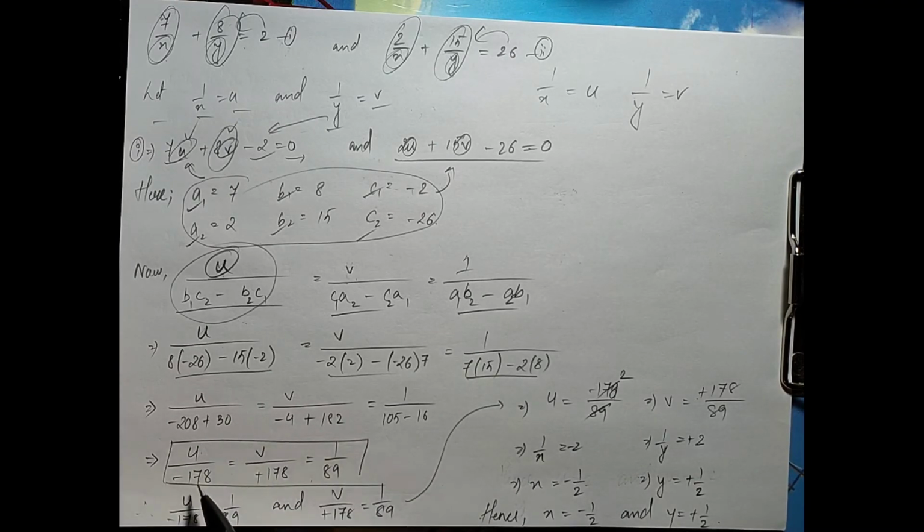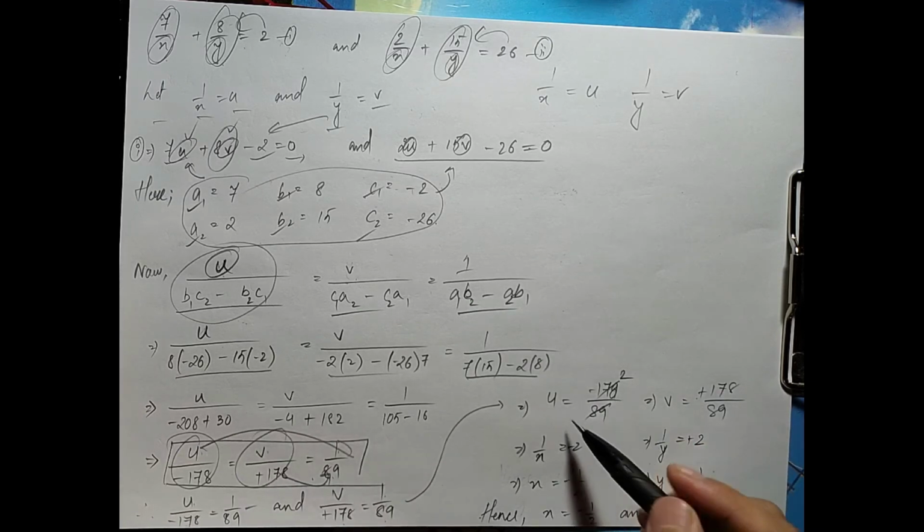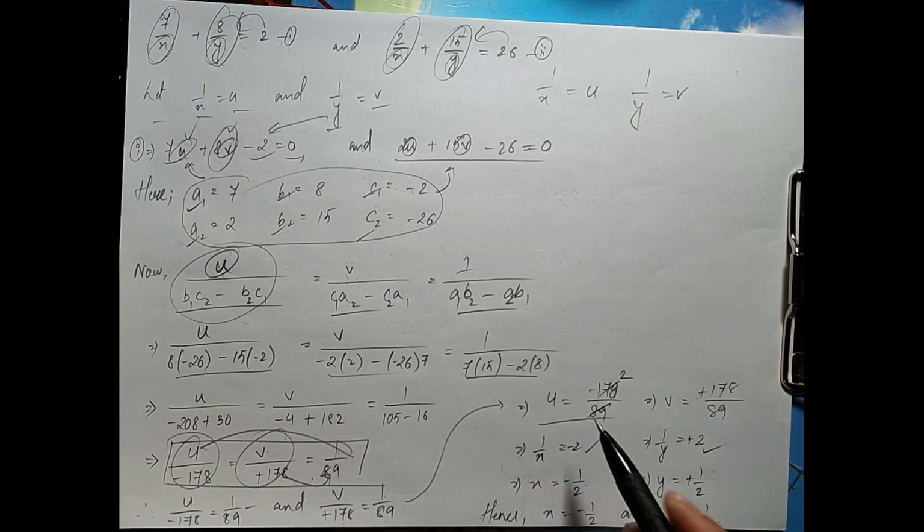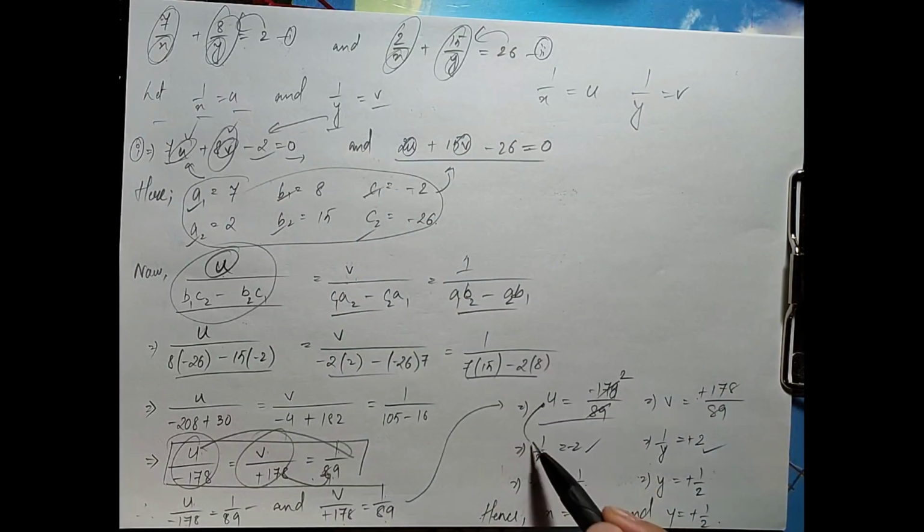So if you solve it, simple calculation, you'll end up with this. U by minus 178 is equal to v by 178 is equal to 1 by 89. So obviously we'll be splitting this and this, this and this. So you have u by minus 178 is equal to this, and v by 178 is equal to minus 1 by 89. So if you solve, you get u is equal to minus 2 and v is equal to 2. But this is not the end. We have to find x and y. So we know that u is equal to 1 by x and v is equal to 1 by y. So 1 by x is equal to minus 2. If you flip or take inverse, that means x is equal to minus 1 by 2 and y is equal to plus 1 by 2. So hence we have x is equal to this, y is equal to this.